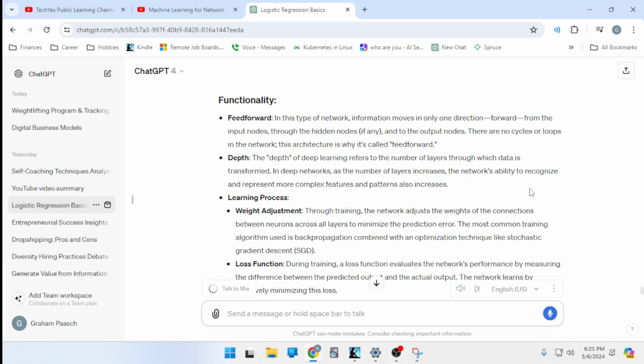Depth. The depth of deep learning refers to the number of layers through which data is transformed. In deep networks, as the number of layers increases, the network's ability to recognize and represent more complex features and patterns also increases.